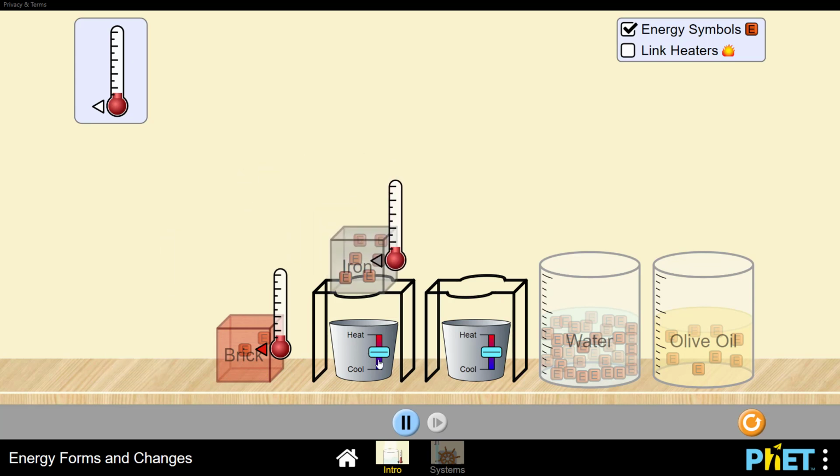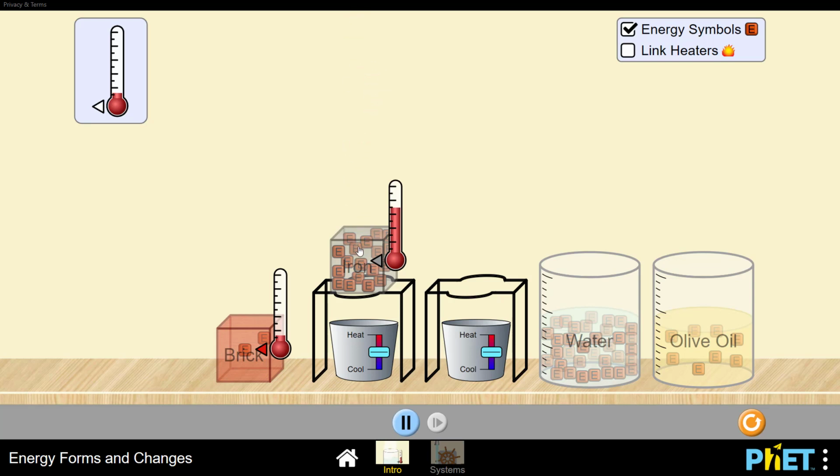So anyway, let's heat this thing up. And what you'll see is some energy flowing from the flame into the iron. And when we do that, you see the temperature increase. So now we have a lot of energy sitting in the iron. And if you watch, you see how that one escaped? So it lost some energy.